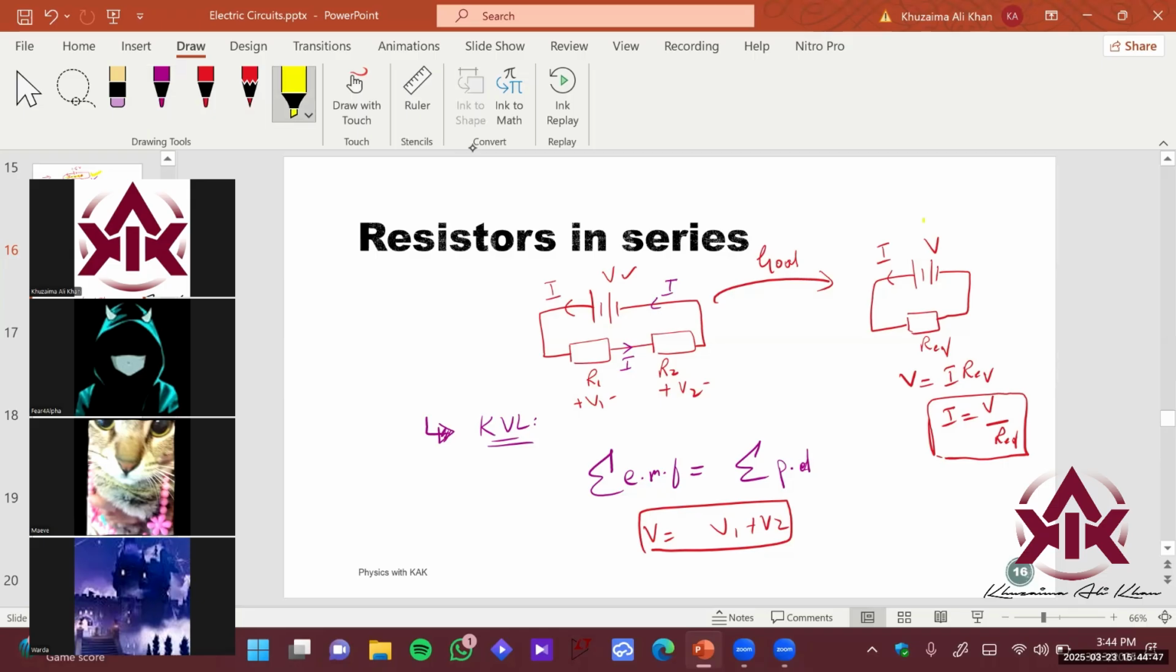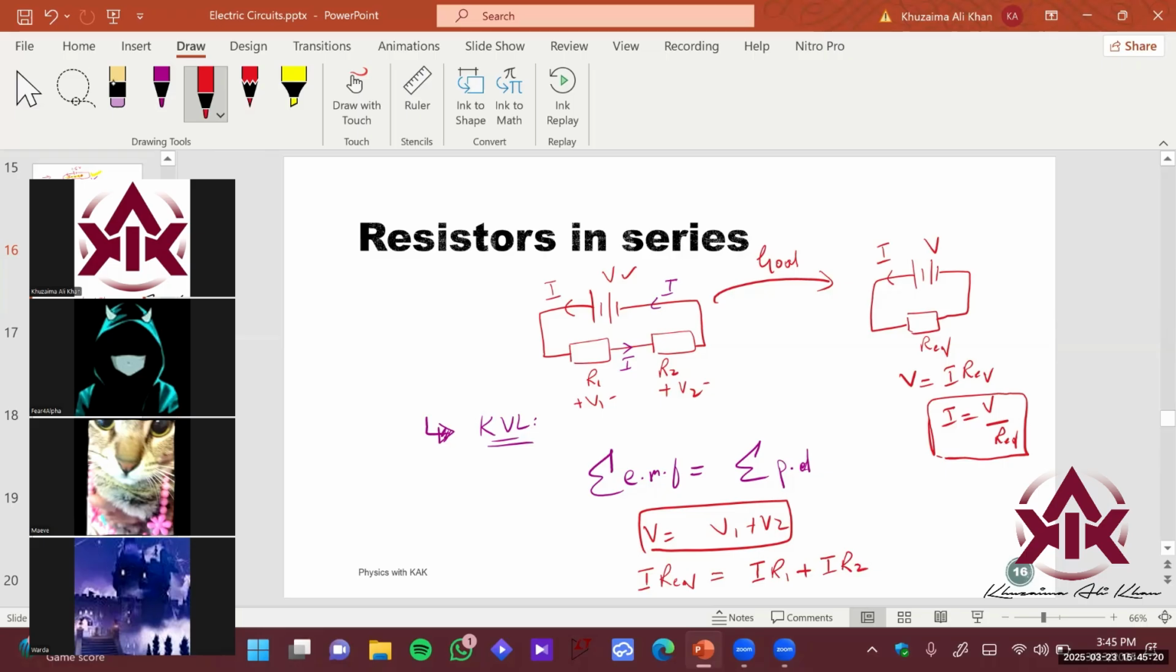V is the equivalent voltage over here. So I'm going to be using R equivalent here. Let's now put in Ohm's law to get our results. V is simply the current, which is the same, times R equivalent, because this gives you the total EMF of the battery. That equals V1, the drop across R1. The current through R1 is I and the value is R1, plus now the voltage drop across V2.